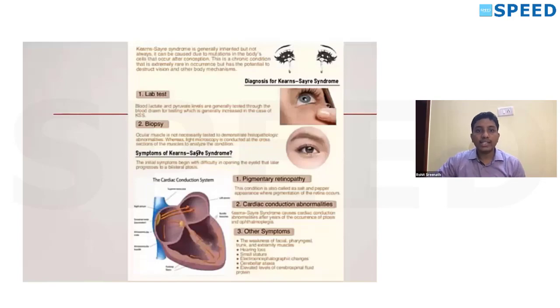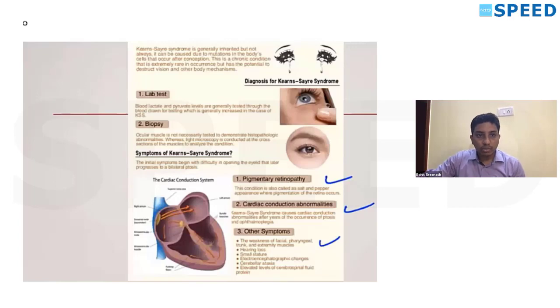Next is your Kearns-Sayre syndrome. What is Kearns-Sayre syndrome? The classical triad in Kearns-Sayre is pigmentary retinopathy, presence of cardiac conduction defects, and sensorineural hearing loss along with cerebellar ataxia. So these are the important features of Kearns-Sayre syndrome.